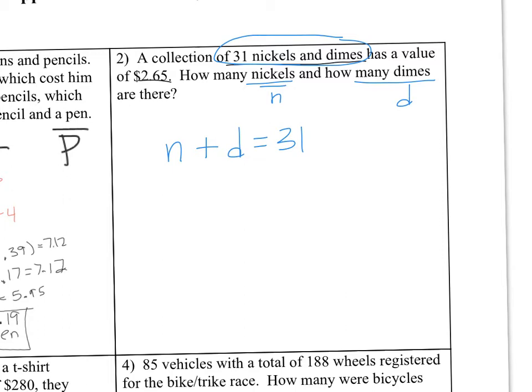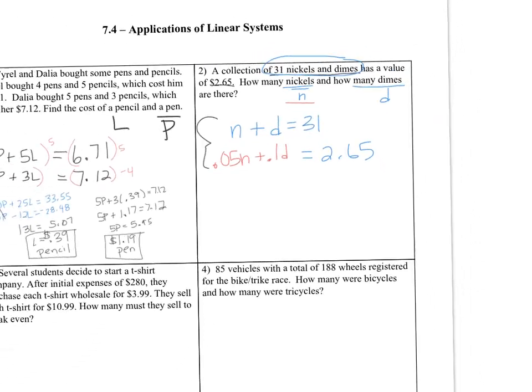Then we're going to talk about the money value. So the money value has a total of $2.65, so 2.65. Now I need something that relates nickels and dimes and $2.65. So I'm going to use that nickels are worth $0.05 or 5 cents, and dimes are worth 10 cents. So this is my system of 2. Each equation has nickels and dimes in it. And then you can go ahead and solve it.